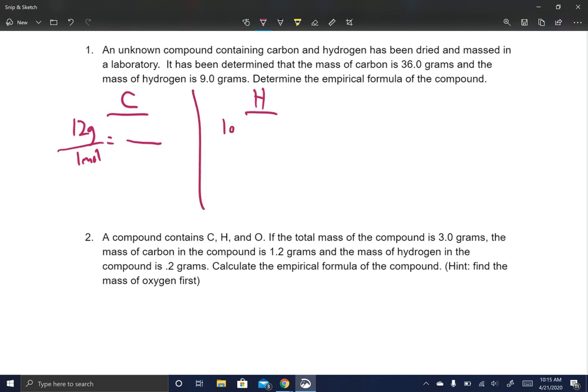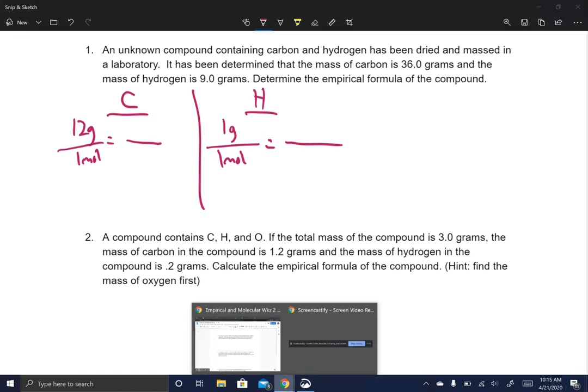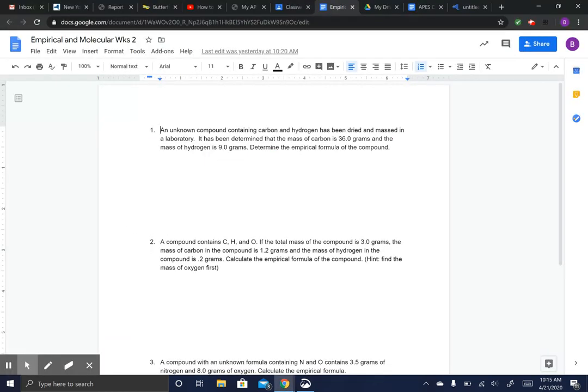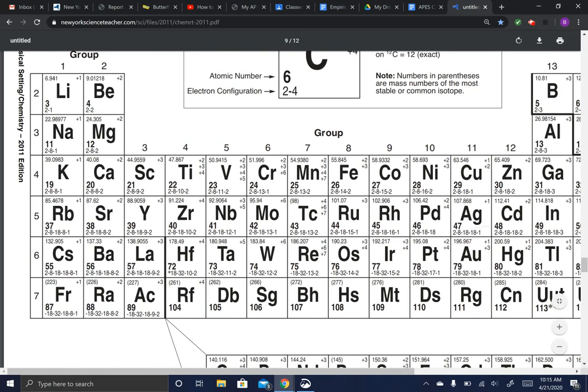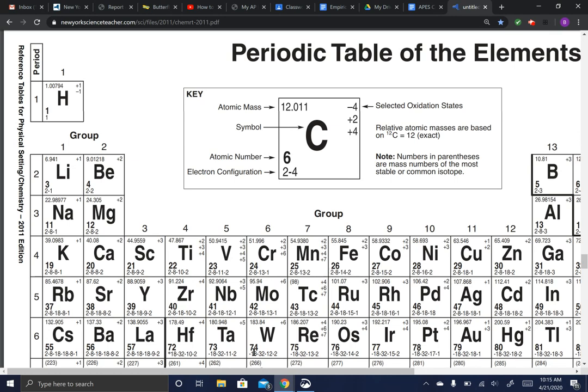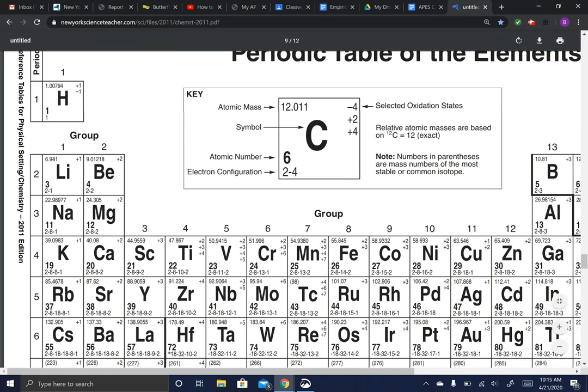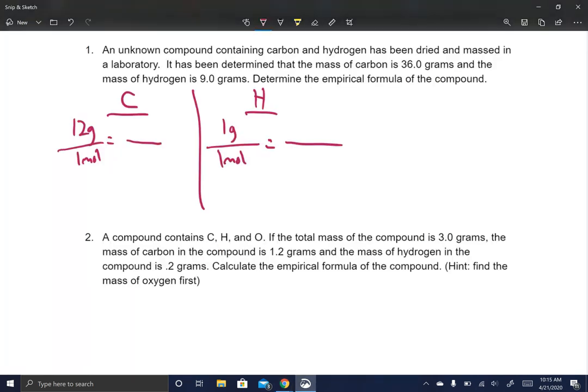I know hydrogen is 1 gram in 1 mole. And if you're sitting here going, where is he getting that? Again, periodic table. Carbon has a gram formula mass of 12, so 12 grams in 1 mole. Hydrogen is 1 gram in 1 mole, right? So 1 gram per mole, 12 grams per mole.